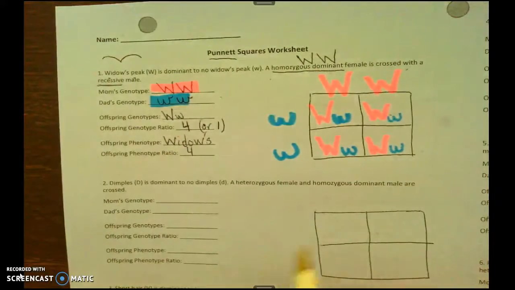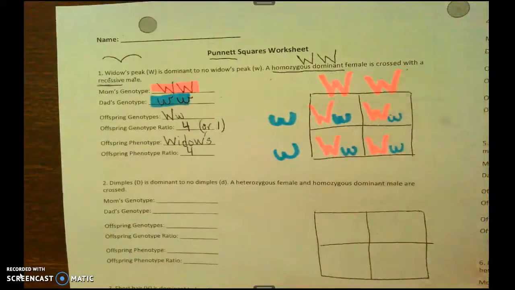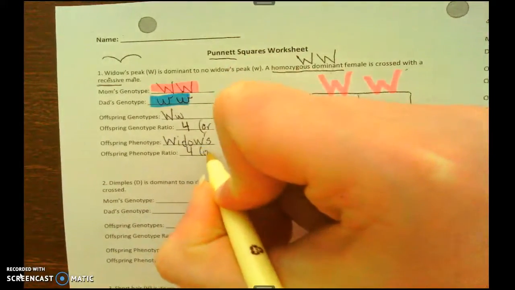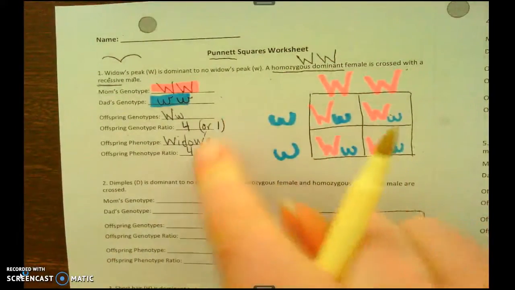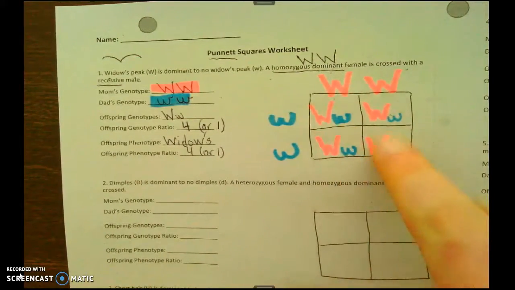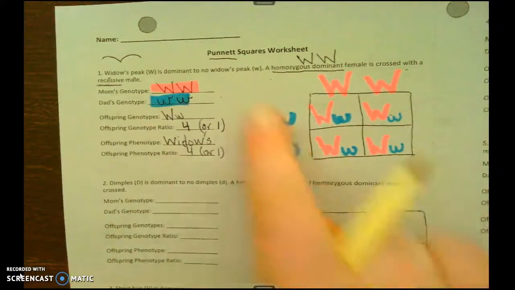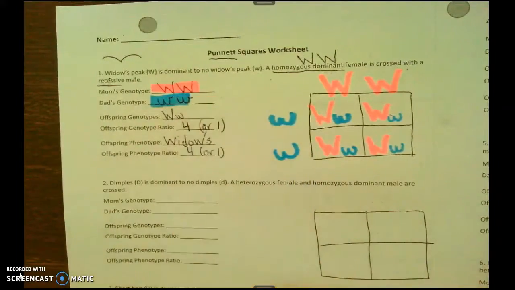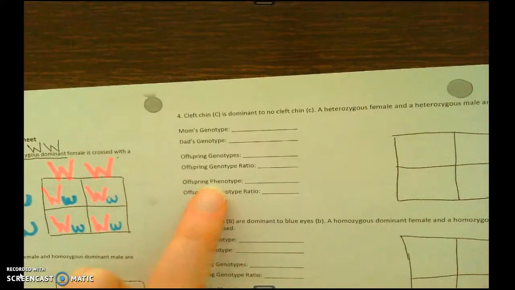And again, we would say that that reduces down to 1 because every single one of these has a widow's peak. So we would say 4 or 1. All right, if that confuses you, the 4 or 1, you can just write 4. All 4 of them have big W, little w as their genotype. All 4 of them would be seen as the widow's peak phenotype. I realize that these spaces are small, so if you need to do this on a separate sheet of paper, that's fine as well. Go ahead and move over to number 4.